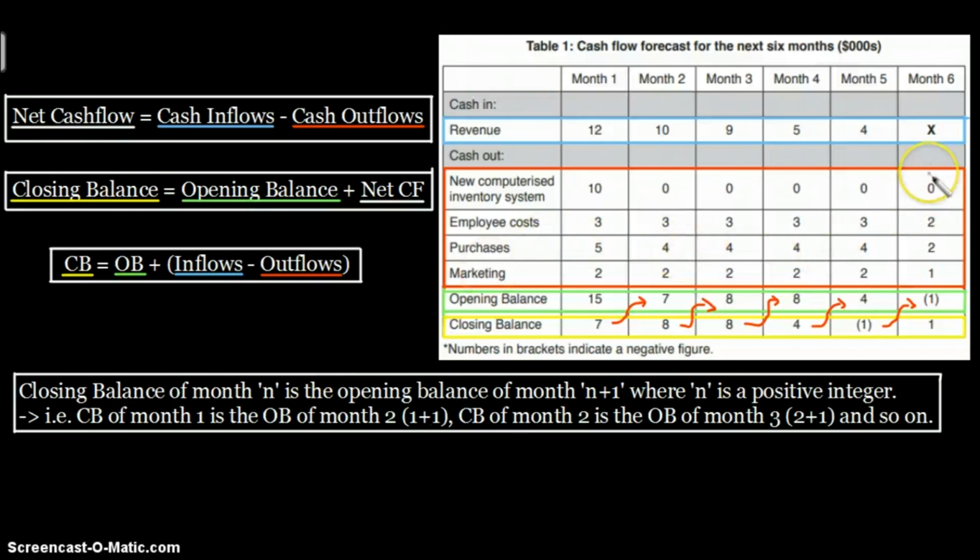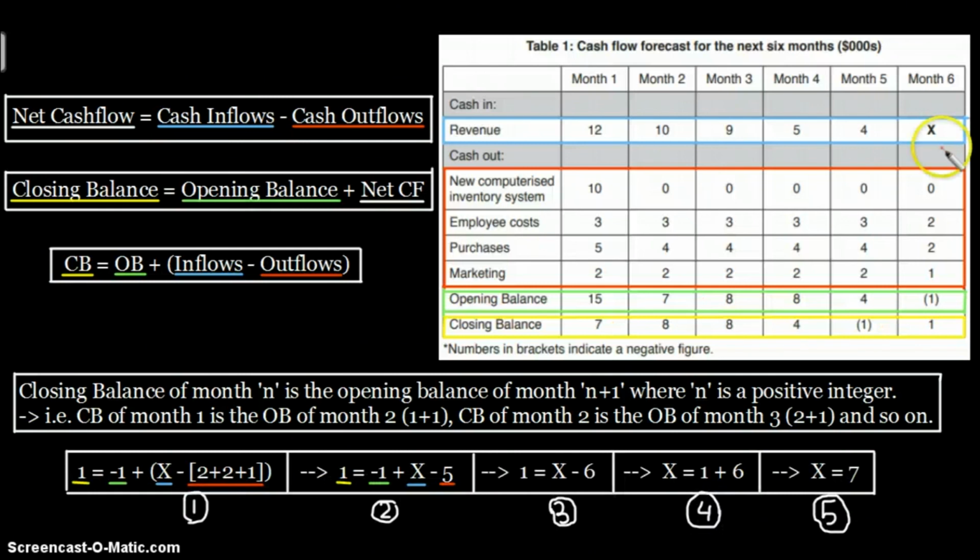Over here in this question we need to calculate x, that is, not the opening balance, the cash inflows of month 6. So let's calculate x. I use this formula: closing balance equals opening balance plus inflows minus outflows. Place the values over here, 1 minus 1 plus x minus 2 plus 2 plus 1. Just use that simple arithmetic. 1 equals x minus 6, that means x equals 1 plus 6, so x equals 7.